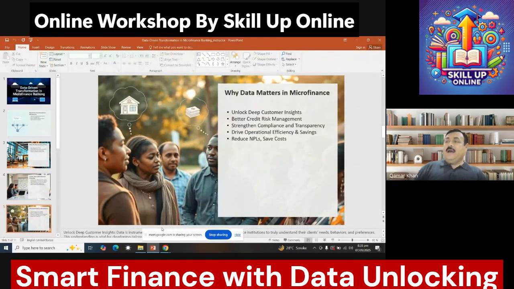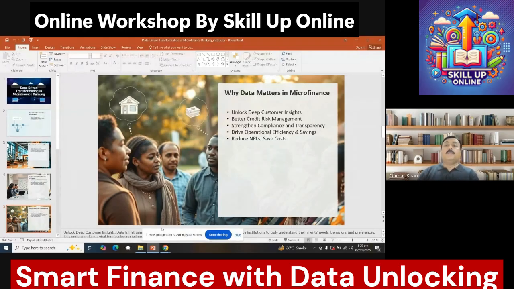In microfinance, today we say that data is the new currency of trust. What does it mean? It means that in microfinance, where trust is paramount due to the vulnerable population served, data can foster transparency and accountability. By providing clear, verifiable information, institutions can build stronger and more reliable connections with their clients. So this is the most important reason why data matters in microfinance.